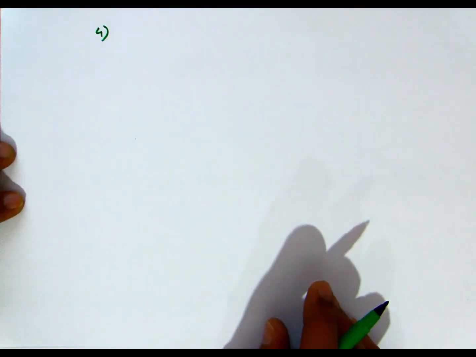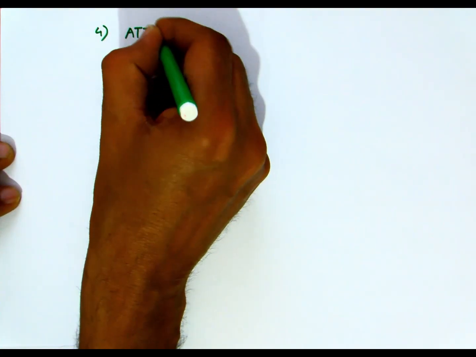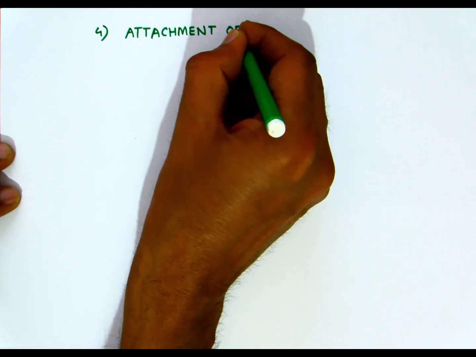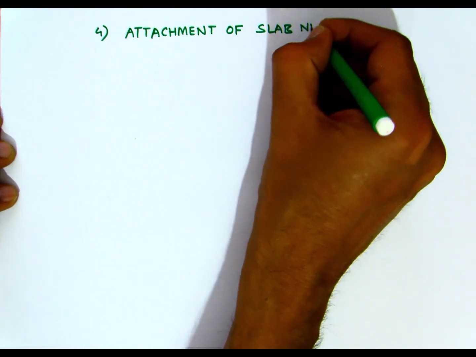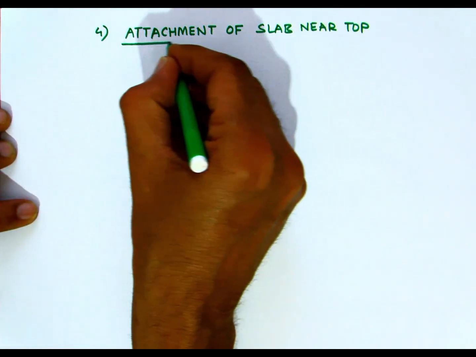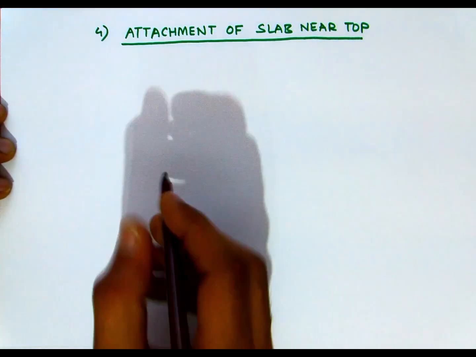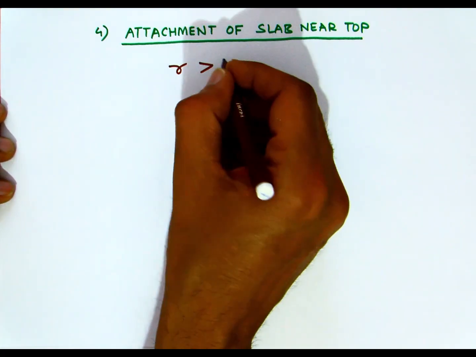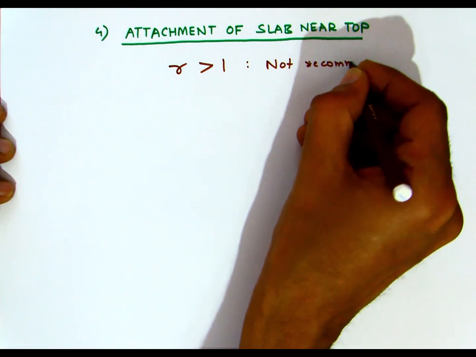The next remedial measure which we are going to discuss is the attachment of an additional slab near the top of the foundation. As by now it must be clear, this also involves increase in stiffness, so this measure is also helpful when R is less than 1 and therefore not recommended for cases where the frequency ratio exceeds 1.